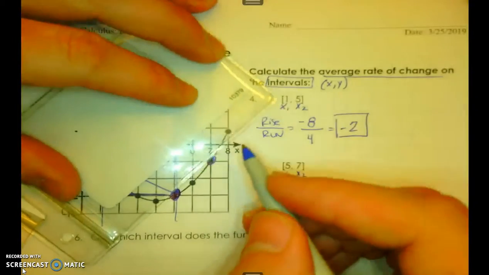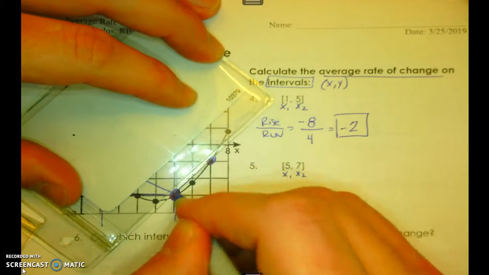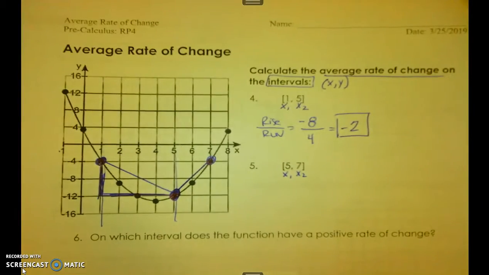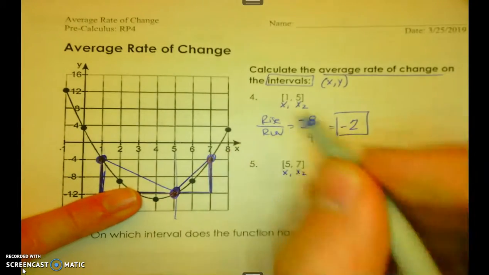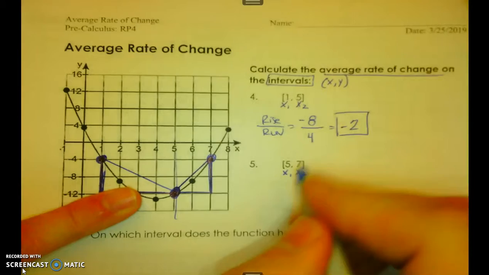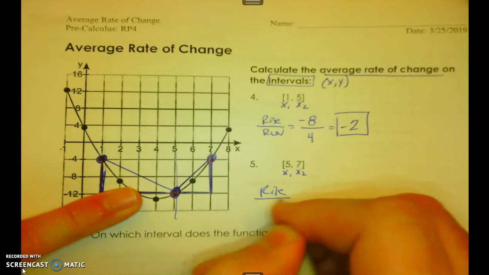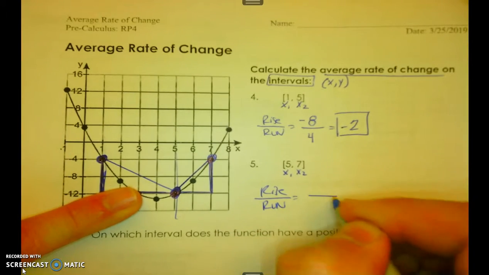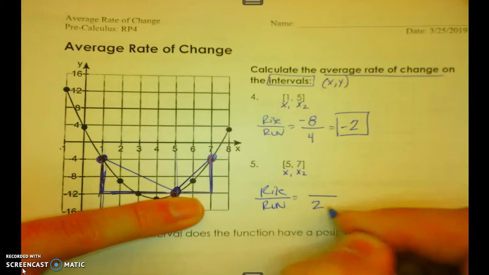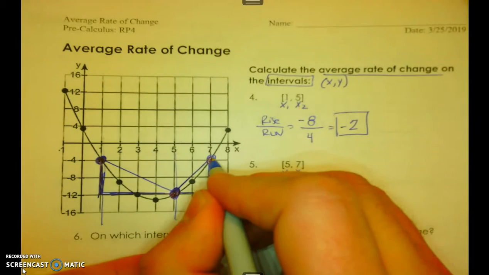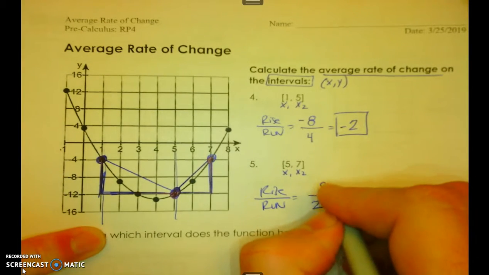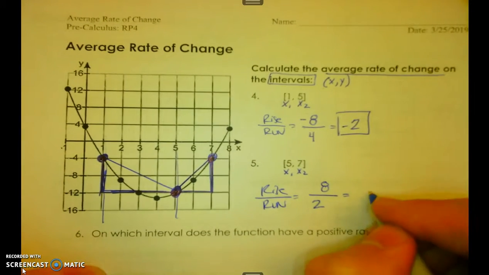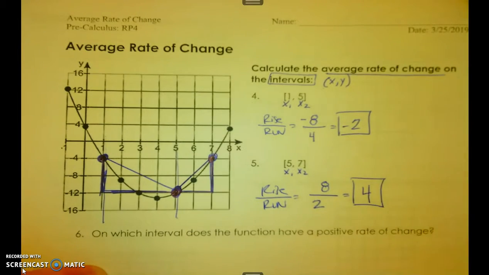If I create a linear line between these two, I'm going to find the slope of this new triangle now. It looks like it goes over by 2. So if I do rise over run, my run is 2. And my rise actually goes up from negative 12 to negative 4. So it goes up by 8. 8 divided by 2, your average rate of change from 5 to 7 is 4.